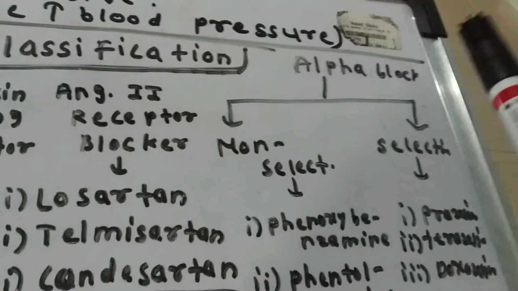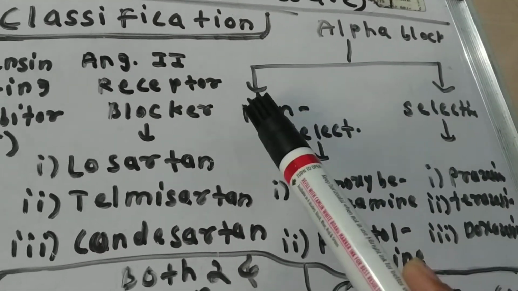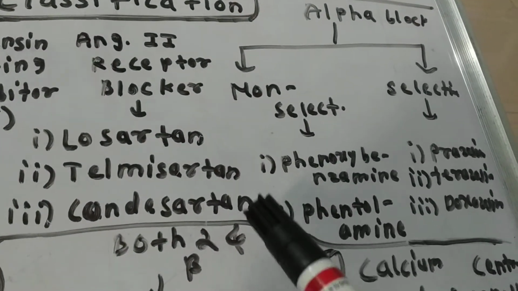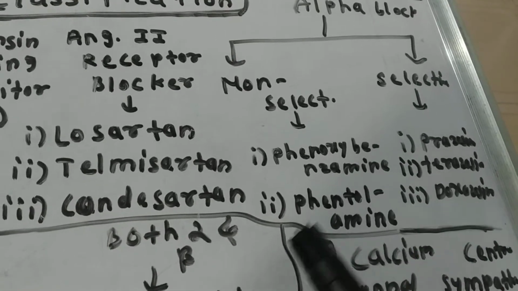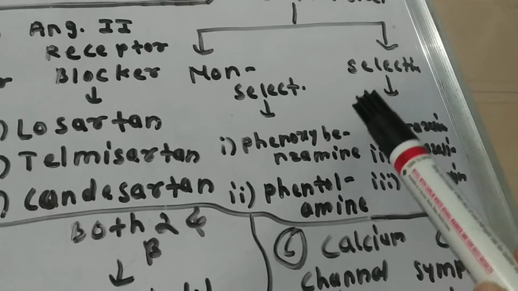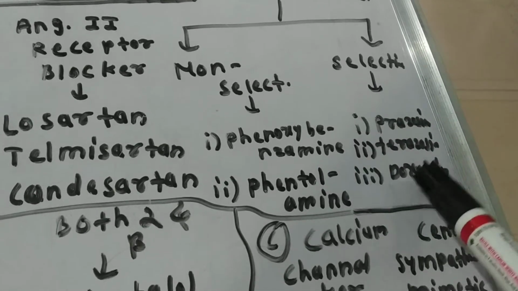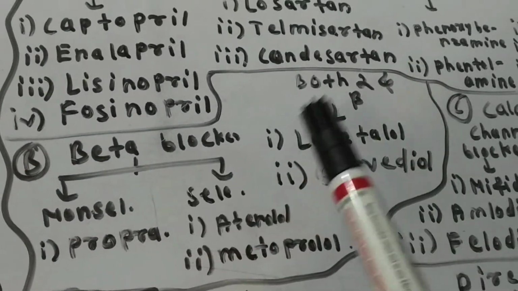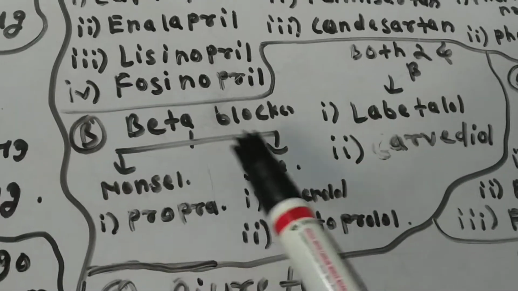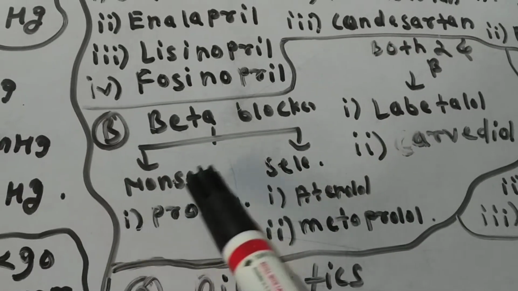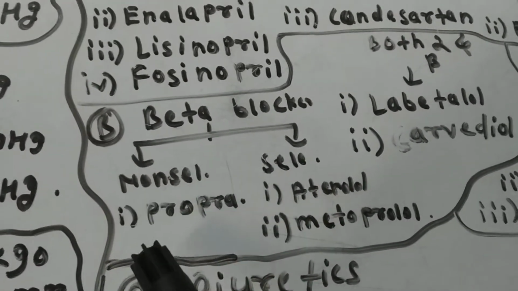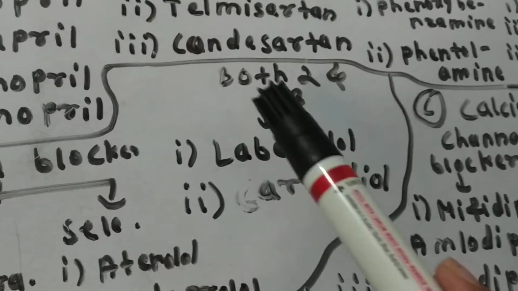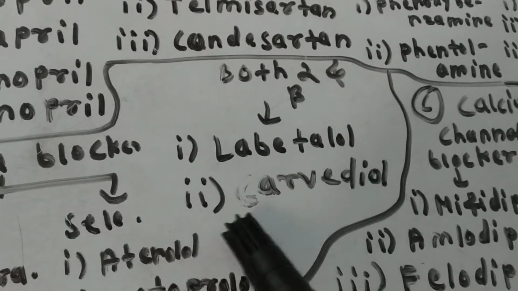Next one, alpha blocker. Alpha blockers can be divided into two types: non-selective alpha blocker and selective alpha blocker. In non-selective alpha blockers, examples are phenoxybenzamine and phentolamine. In selective alpha 1 blockers: prazosin, terazosin, doxazosin. Next part is B. B means beta blocker, and both alpha and beta blocker. Beta blockers are classified in two types: non-selective beta blocker and selective beta blocker. In non-selective, example is propranolol. Selective: atenolol, metoprolol. Both alpha and beta blocker: labetalol, carvedilol.